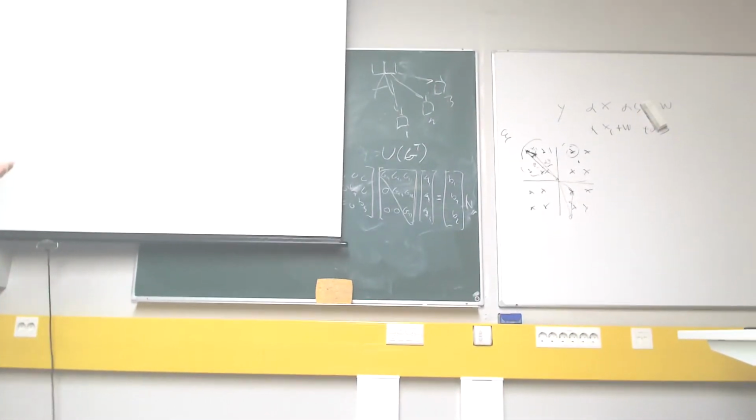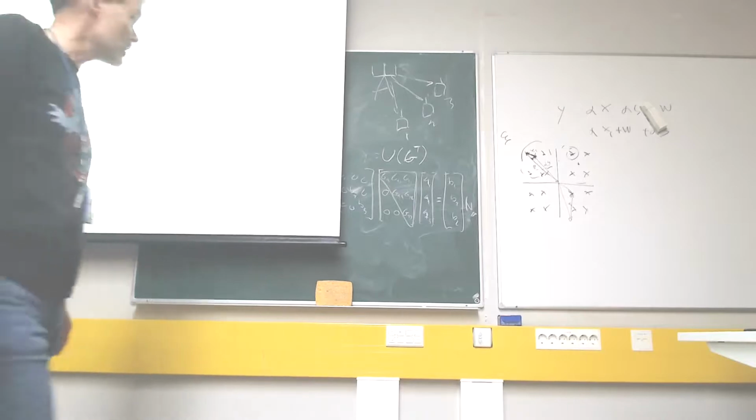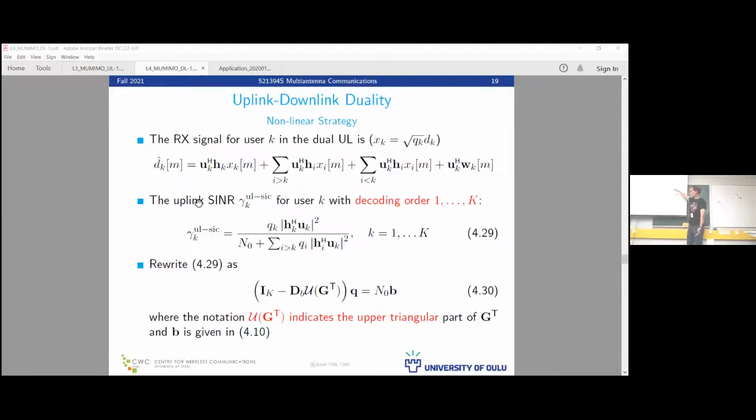You can call this U, the upper triangular matrix of G transpose. So just like in the linear case, we can express the SINRs, assuming the MMSE-SIC structure, as a single matrix formula, where some of these terms from the G matrix are removed. That's zeroed out, right? Make sense? Now this is the MMSE-SIC structure for the dual uplink, or uplink in general. But we are interested in how we can use this for the downlink case.